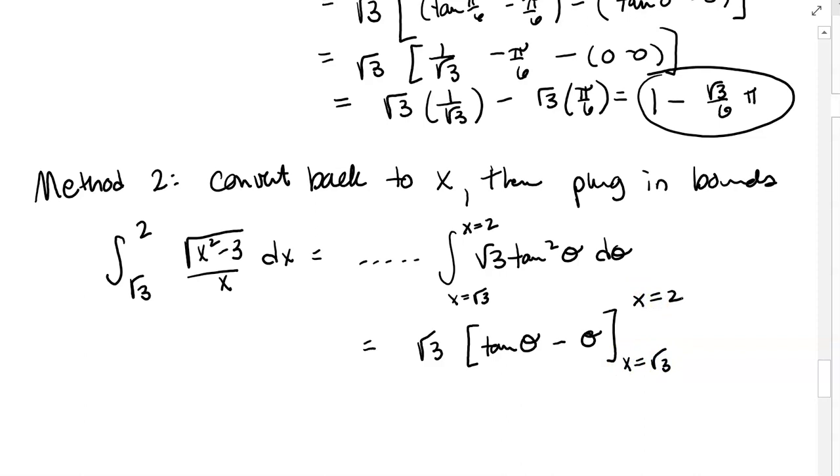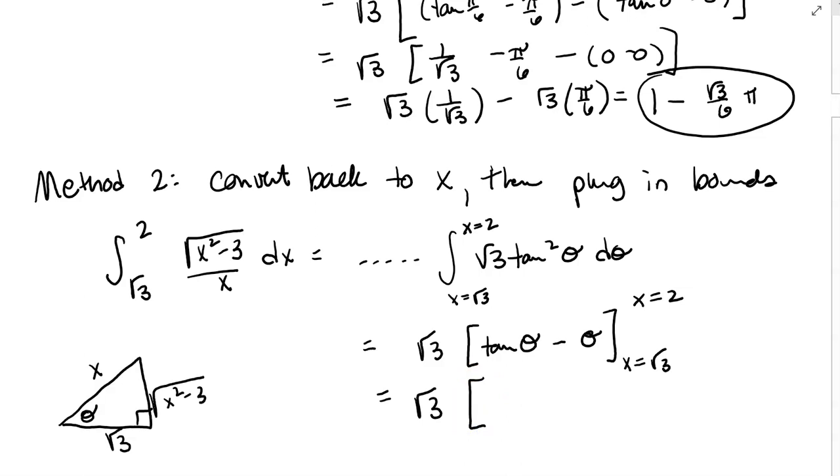So at this point, if you would rather do it this way, you can convert back to x using your triangle. And let me just grab a copy of our triangle so we can see it. That's right here. So the tangent would be the opposite over the adjacent, which is the square root of x squared minus 3 over the square root of 3. The theta, you can use whichever one of the trig identities or trig functions that you want.